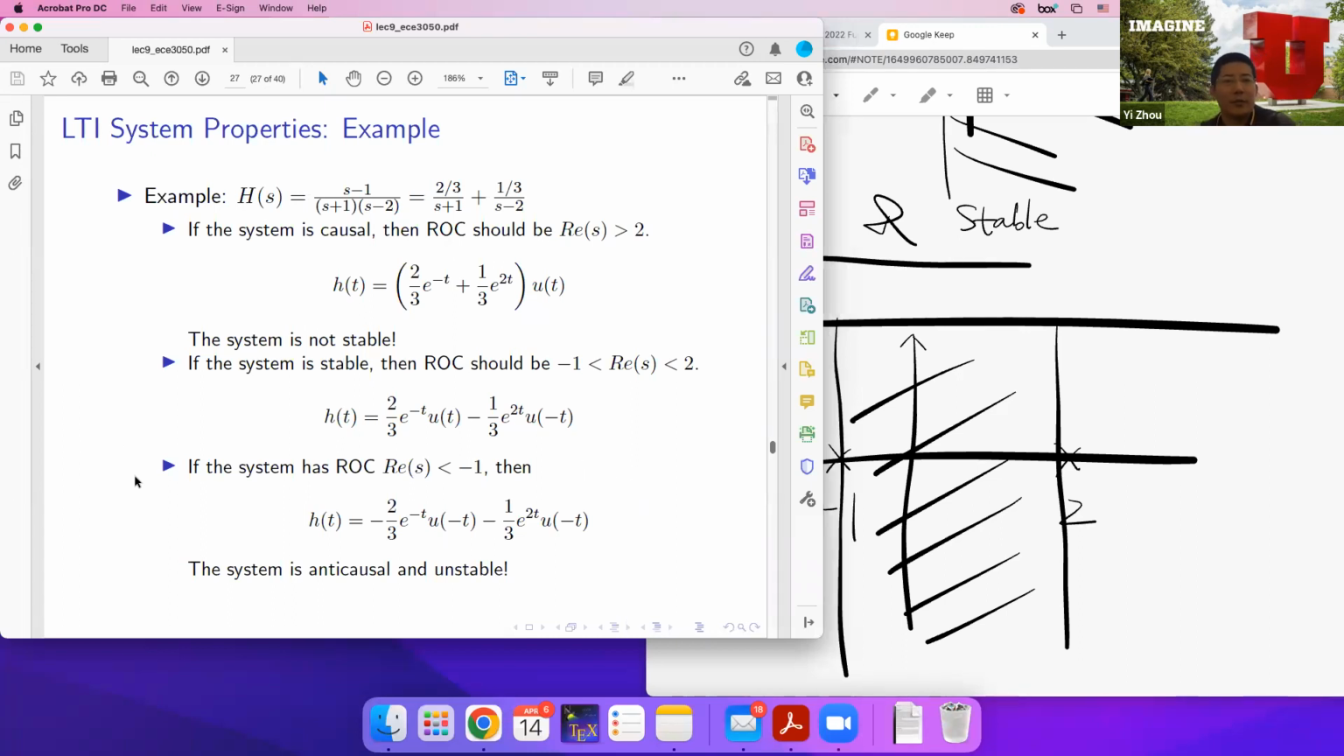Okay, so this is a very nice example. Given a Laplace transform, you can identify the ROCs corresponding to different systems: causal system, stable system. They will have different ROCs, and from there you can identify their corresponding system impulse responses.